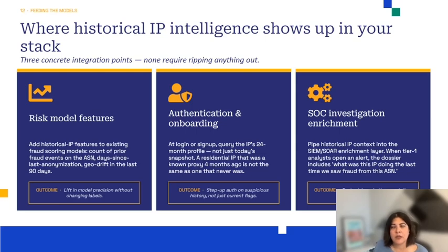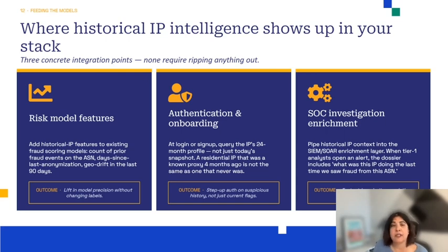So let's talk about where historical IP lookups can show up in your own stack. There are 3 main places the data plugs in. None require re-architecting anything, which should hopefully be good news to most of you. For risk models, you're not rebuilding anything. You're adding historical IP signals as features to what already exists: prior fraud events on the ASN, days since the last anonymization, geo and location drifting, the precision lift, without touching your labels.